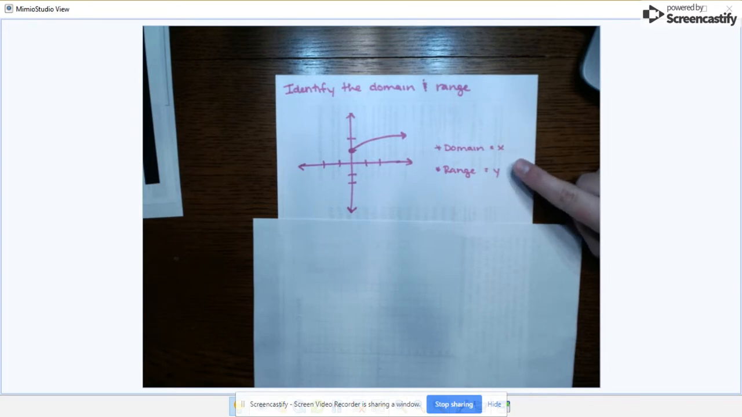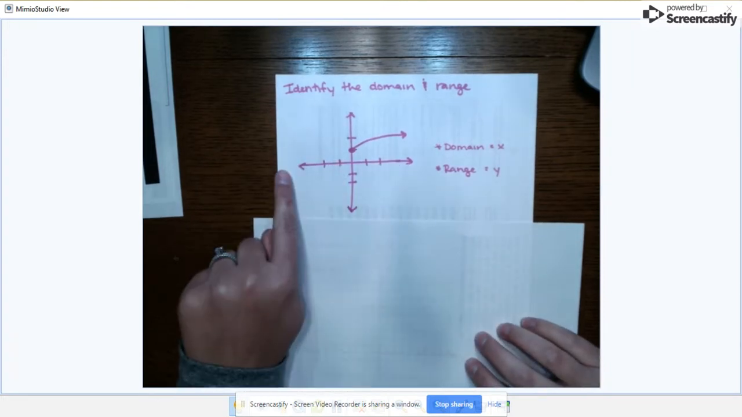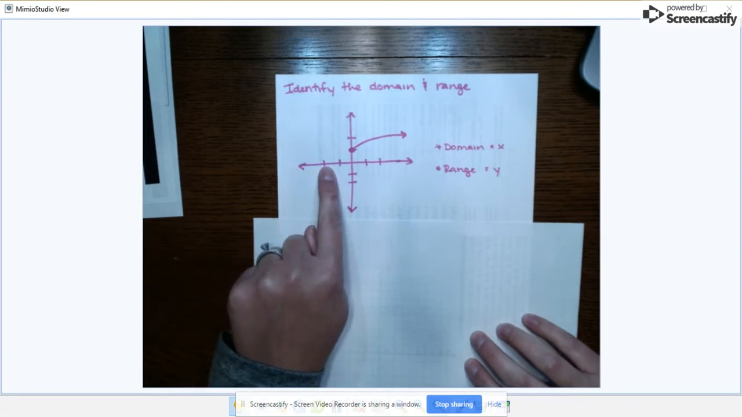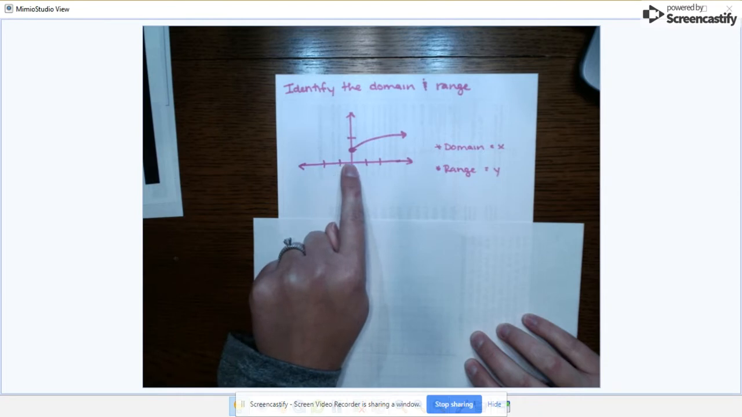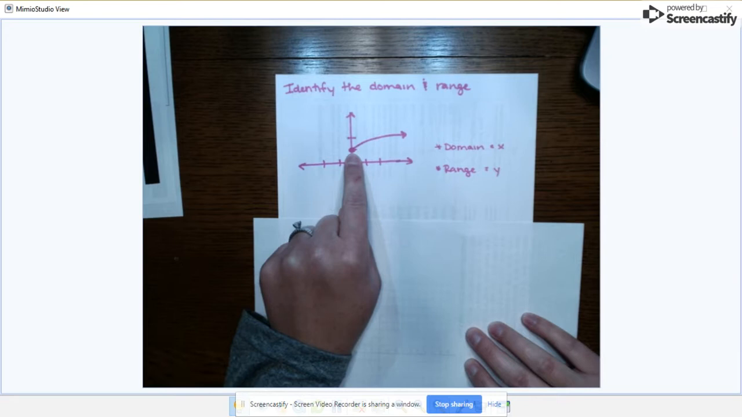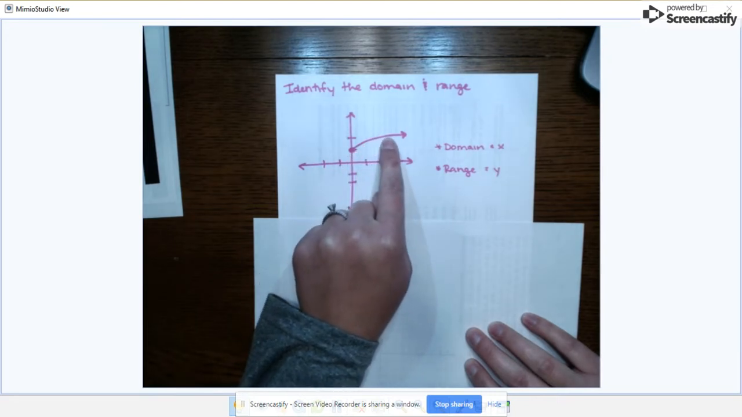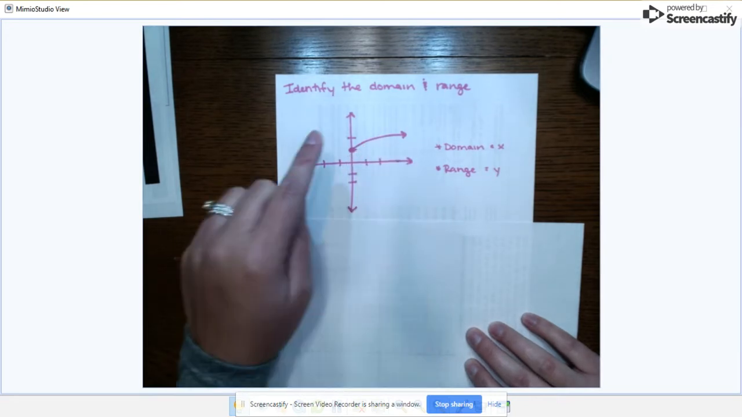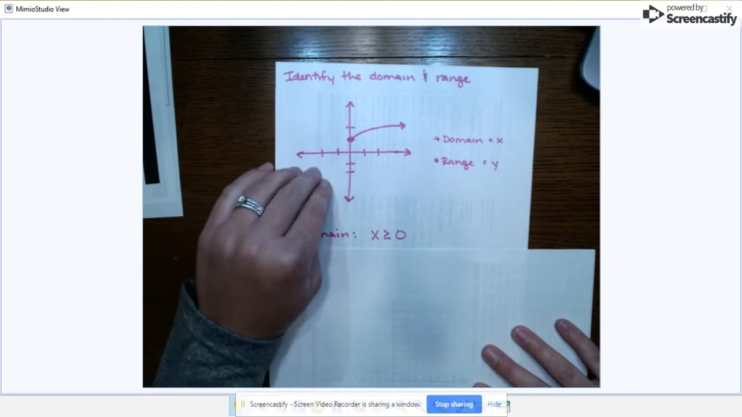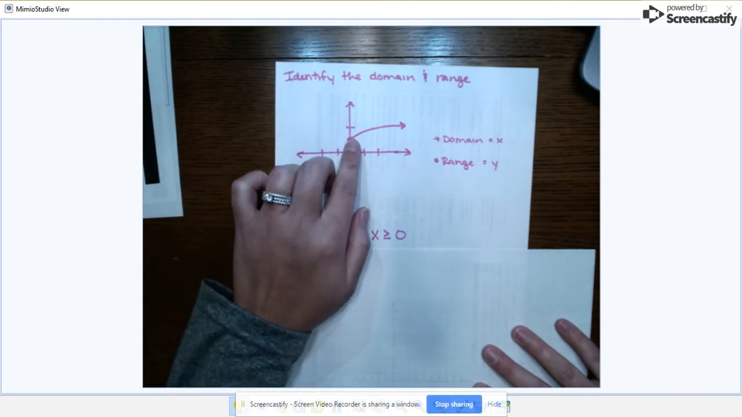So when I go to list my domain, I have to figure out what are my x values. Well, x is this horizontal axis. So if I start over here on the left, I have no x values thus far. Okay, still no x values, and then I hit this point. Here is my very first x value. And then if I move to the right, there are points for all of these x values as well. So our domain is going to be any x that is greater than or equal to 0, meaning there's no negative x values over here. Our graph is only on the positive x's.